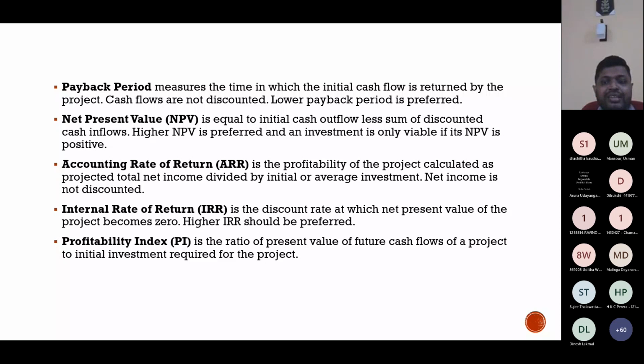Right. These are some techniques which I need to highlight when we are going to discuss capital budgeting. Right. I think you have understood it.